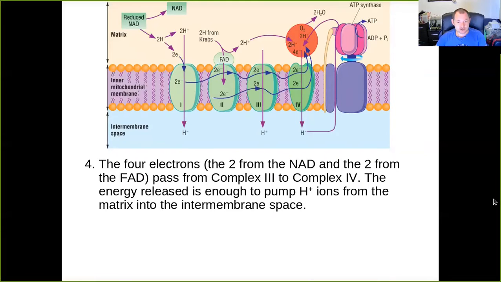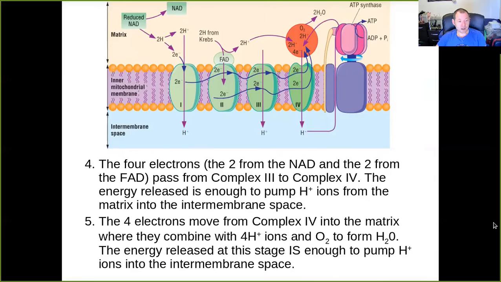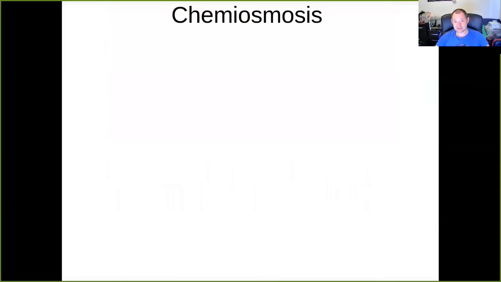Step 3. The 4 electrons, the 2 from the NAD and the 2 from the FAD, pass from complex 3, there they both are, to complex 4. The energy released is enough to pump H plus ions from the matrix into the intermembrane space. Step 4. The 4 electrons move from complex 4 into the matrix, where they combine with 4 H plus ions and O2 to form H2O, to form water. The energy released at this stage is enough to pump H plus ions into the intermembrane space.